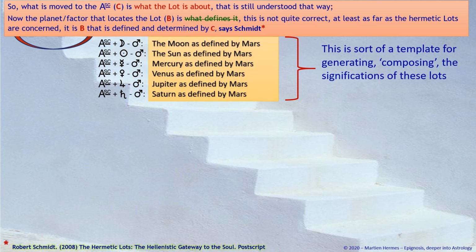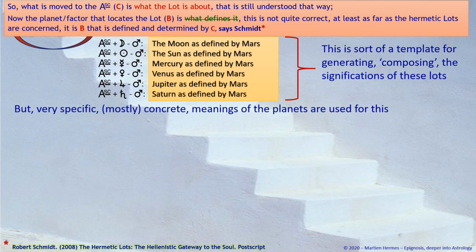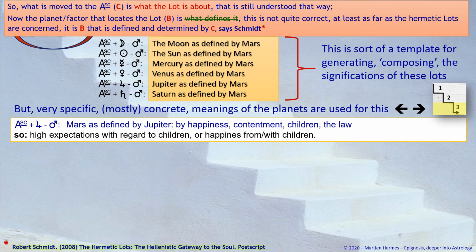So that's quite different. So let's have a look at what I said there and try to correct this, rectify it. So again, be very specific, because we're still talking about the third level in our path downward. We're still talking about the worldly level. So now this is what I said at first. The ascendant plus Jupiter minus Mars. It is Mars as defined by Jupiter, so by happiness, contentment, children, the law, etc. So I concluded that must have been high expectations with regards to children or happiness from or with children, because Mars is defined by Jupiter.